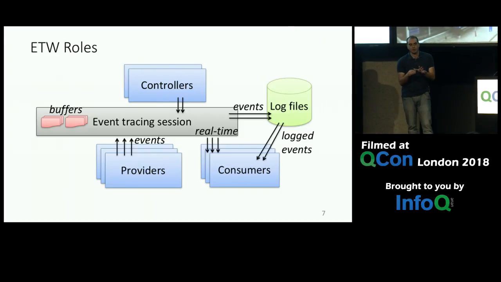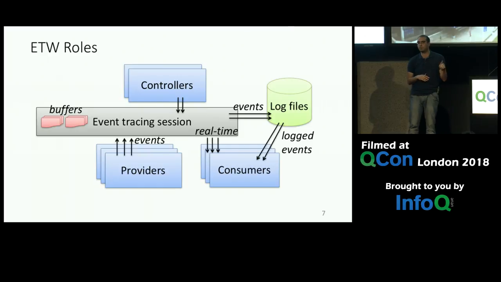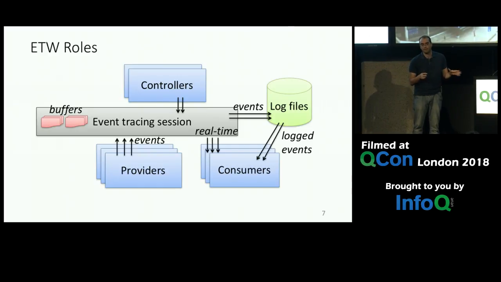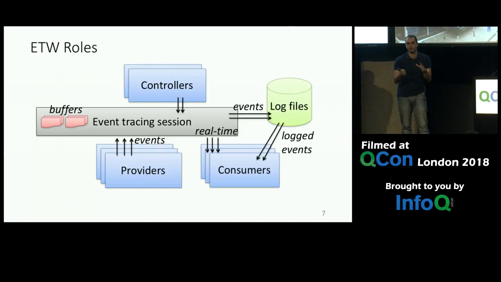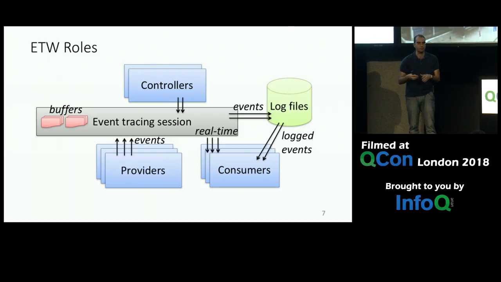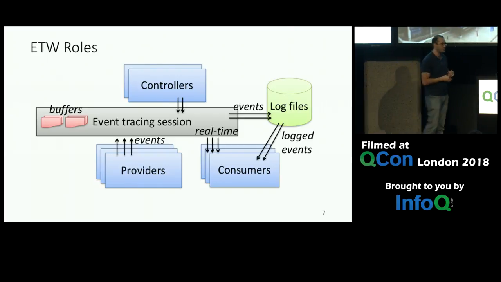The session can then go into files, so you can have the session record into files, or it can just record into in-memory buffers. And if it goes into a buffer in memory with no files, then of course you're going to run out of space at some point, so it's a cyclic buffer usually. So as soon as you run out of space, you start discarding old events and replace them with the new events. So this is how it works.